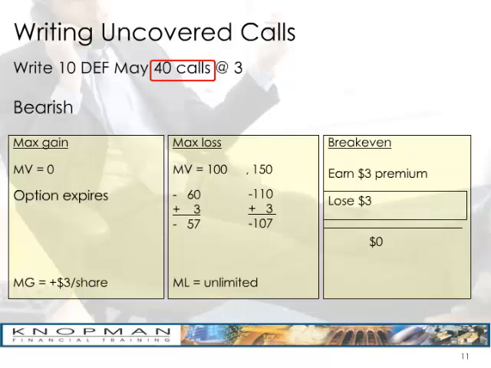And when we lose money, well, if we're bearish, which way do you want the stock to go? Well, if you're bearish, you want the stock to go down. So therefore, when would we lose money? We would lose money if the stock goes up. So if it went up by $3, that would get us a break even of $43.